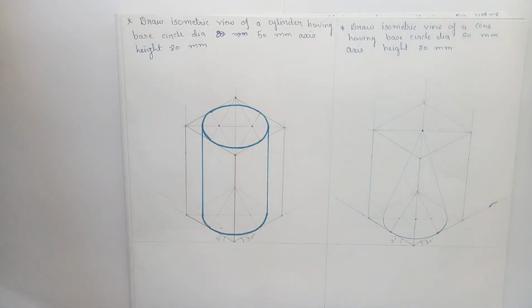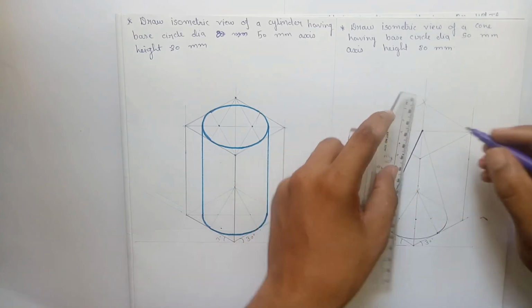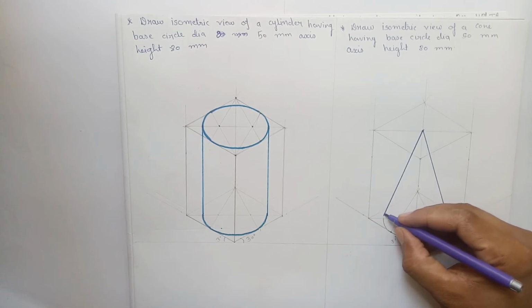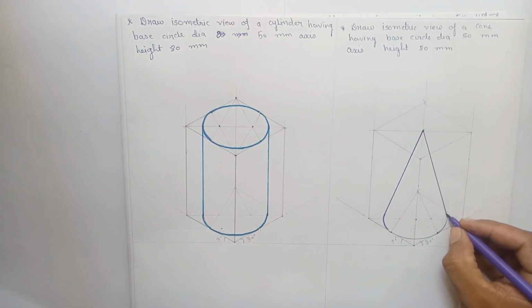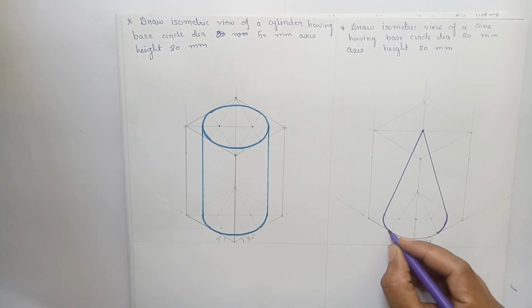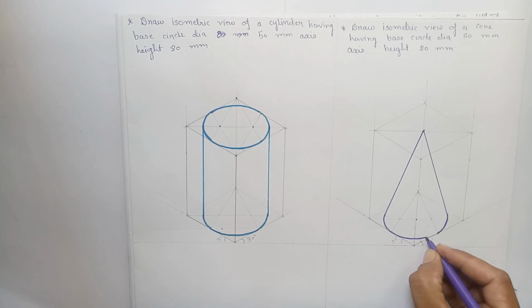Okay, so these are the generators 1 and 2. Complete the base circle. So this will be the isometric view of the cone.